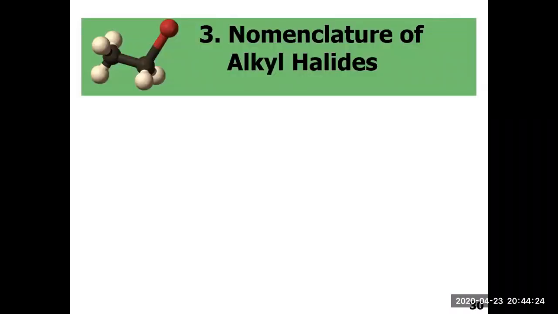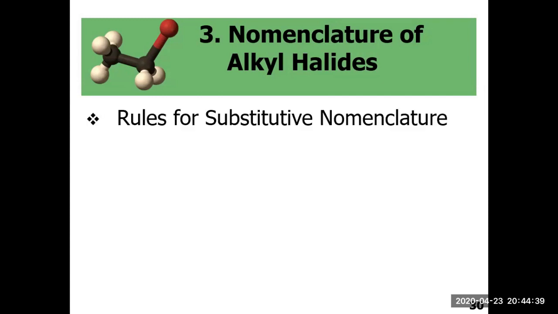Hello guys, so welcome back to the naming of organic compounds, and this time we're going to look at how to give names for alkyl halides. So just a basic definition: alkyl halides are organic molecules in which your alkyl group contains one or more halogen atoms.